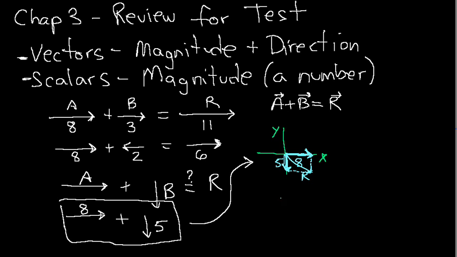R. And we'll say that R is obtained by the Pythagorean theorem: R squared will be equal to 5 squared plus 8 squared. So R will be the square root of 5 squared plus 8 squared.